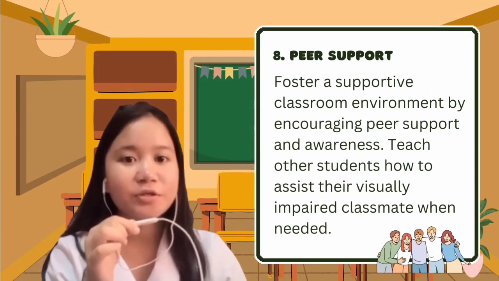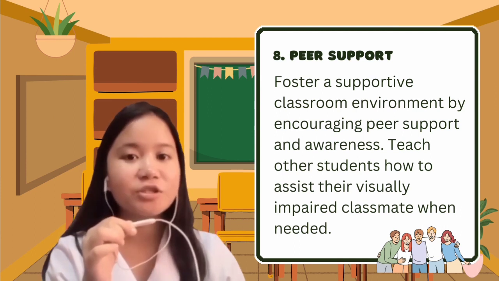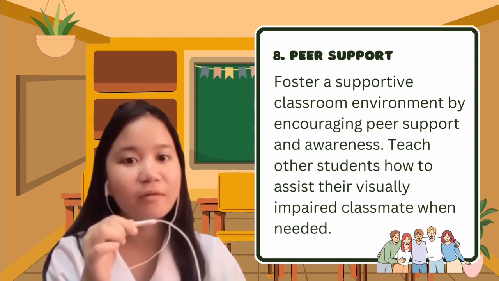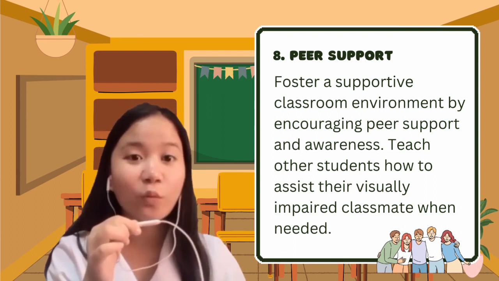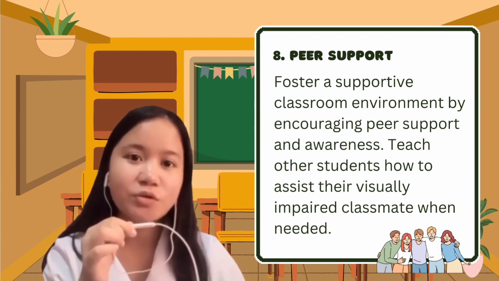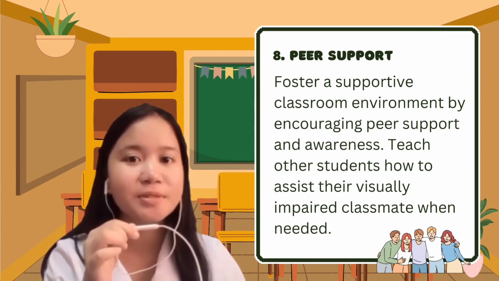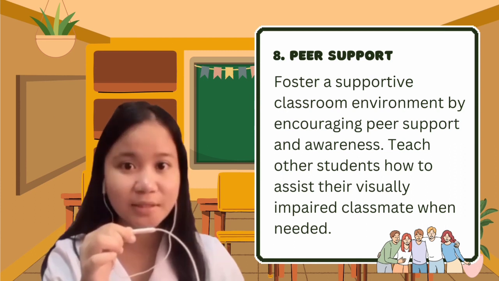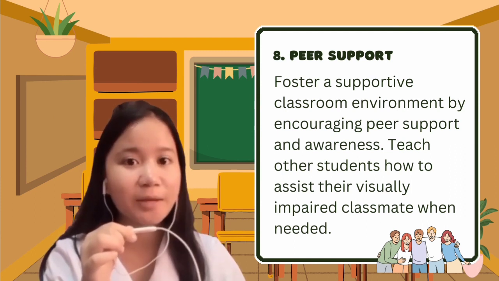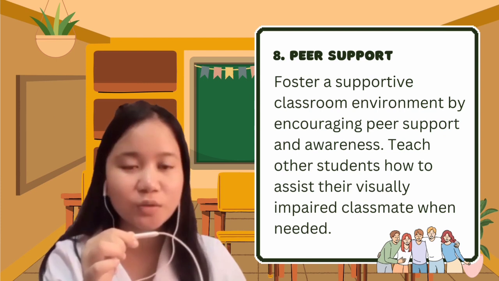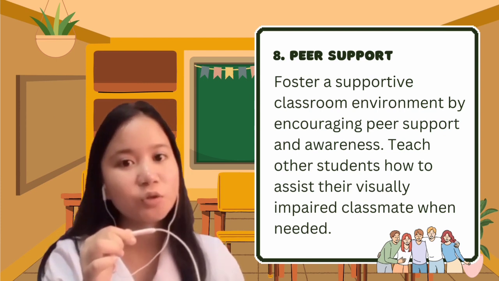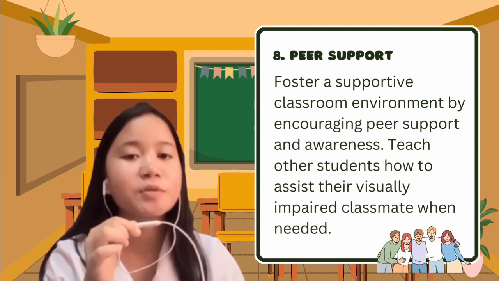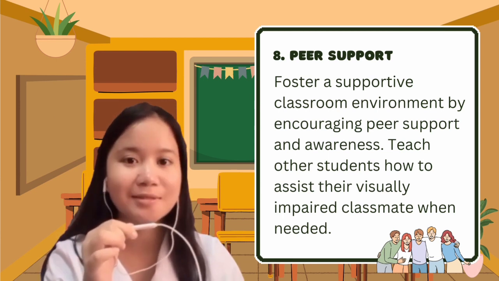Another way also is peer support. Foster a supportive classroom environment by encouraging peer support and awareness. Teach other students how to assist their visually impaired classmates when needed. Peers' social support is essential as it helps enhance self-confidence in students who are visually impaired. It promotes inclusivity. We should always treat visually impaired students equally with other students and children. Teaching peer groups awareness will encourage them to help support visually impaired students.